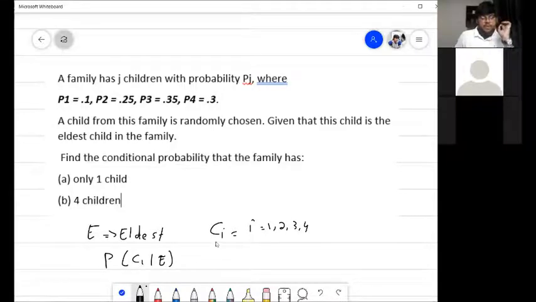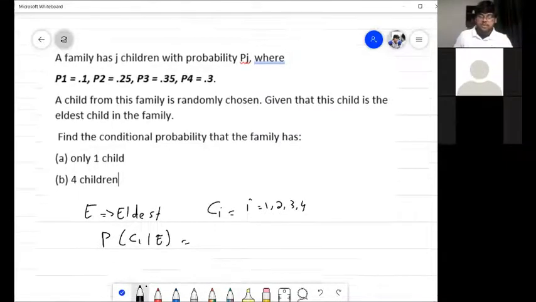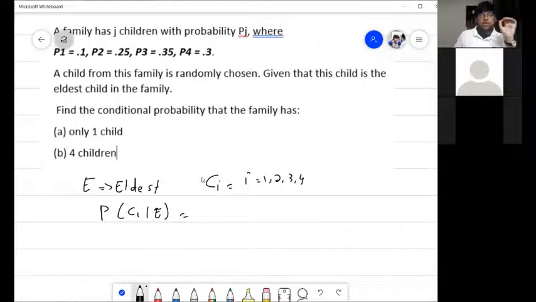So C I is defined as the number of children in a family, and E is the event that the child chosen is the eldest. So if they're saying find the conditional probability that the family has only one child, all I'm going to do is basically this, right? C given I. So I'm going to expand this using the same total probability concepts. Note how this may seem familiar to you because to an extent it is.